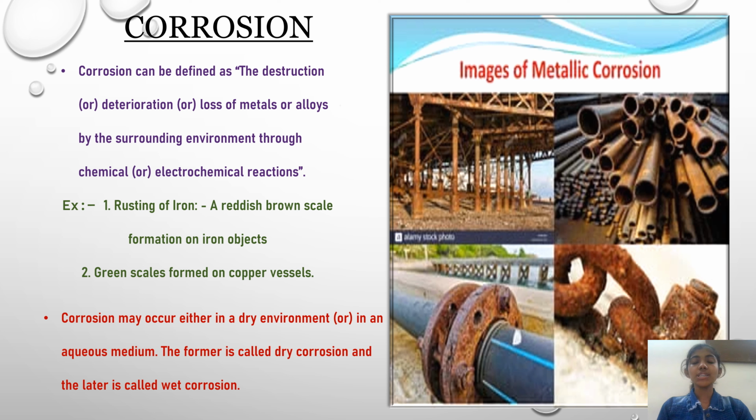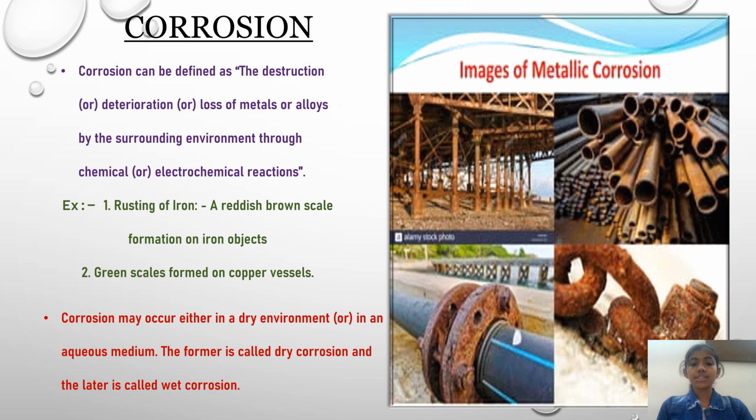So, corrosion is an electrochemical or chemical process in which destruction or deterioration or loss of metal or alloy surfaces takes place in presence of air or moisture. For example, rusting of iron, that is a reddish brown scale formation on iron objects, or we can take another example like green scale formed on copper vessels.